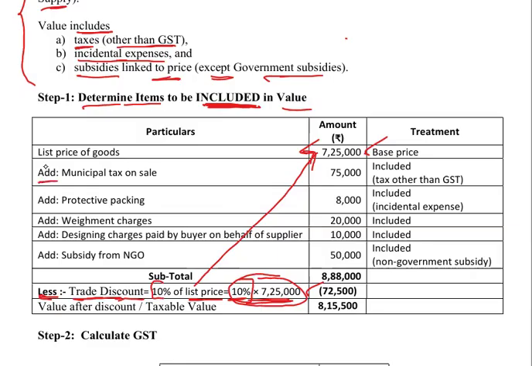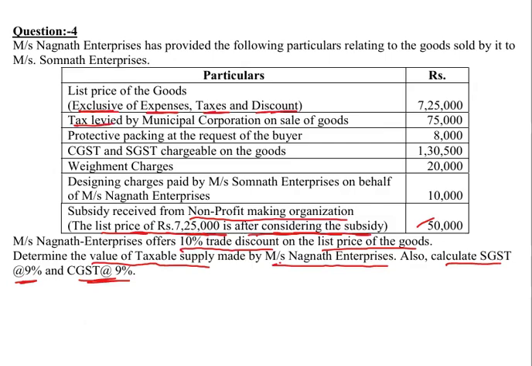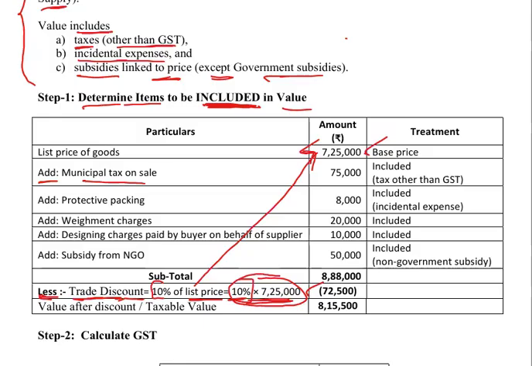What else? Add municipal tax on the sales. The tax levied by municipal corporation is included, being a tax other than GST. Municipal tax is not the GST. We have to exclude only GST; other taxes will be included. Therefore, municipal tax on sales is included in the value of supply. Next one, protective packaging. Packaging will be included in the value of supply since it is considered an incidental expense.